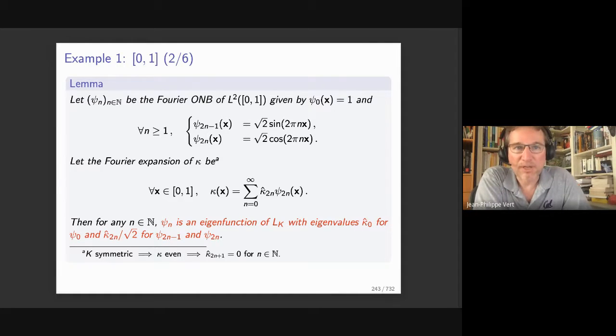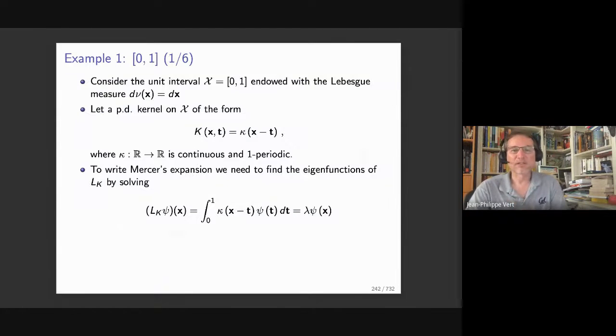Now, the theorem, or the lemma, at least, is that these functions, so the Fourier basis, which is an orthonormal system of L2, form, in fact, a set of eigenfunctions of Lk, and the corresponding eigenvalues are kappa hat 0 for psi 0, and kappa hat 2n over square root of 2 for psi 2n minus 1 and psi 2n. So it's technical, but the important message here is that this lemma shows what the solutions to this equation are, basically.